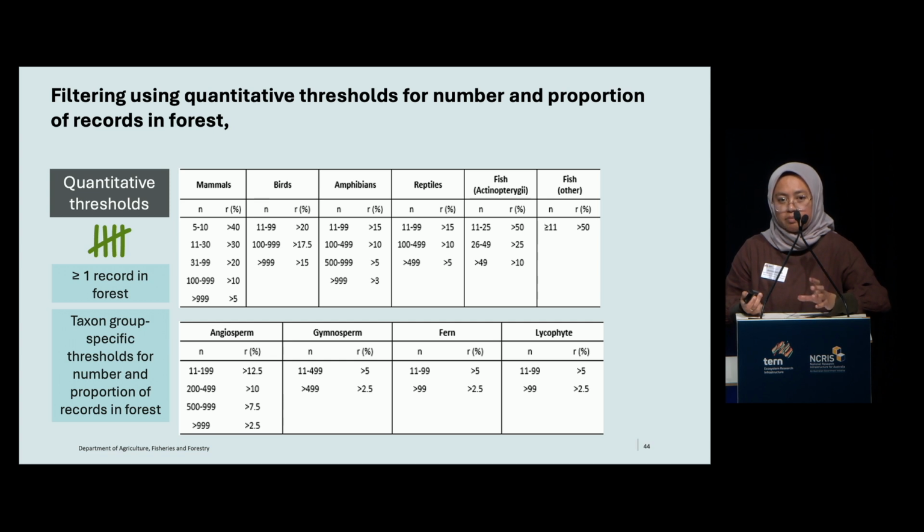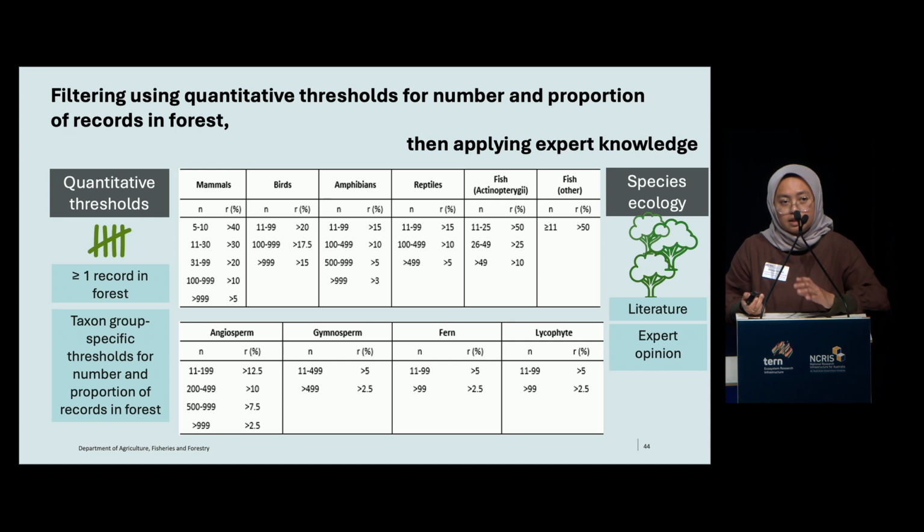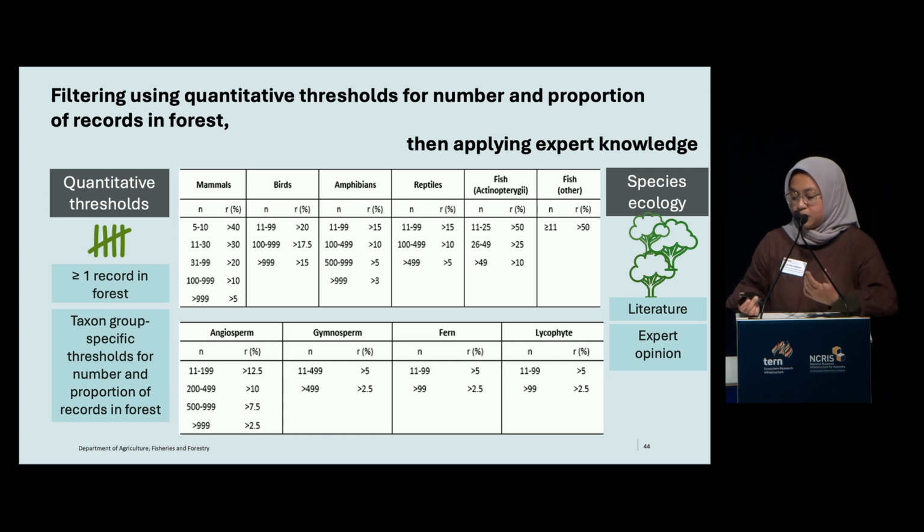As I mentioned before, this is a key element in our new method, that we introduce some quantitative parameters in assessing the species. So to be considered forest dwelling, for example, the species needs to have at least 1 record in forest or meet a taxon group specific threshold that we developed by multiple iterations, as you can see in the table there. We also refined the list based on species ecological descriptors that we had or searched from literature and also some expert consultation. And this is to ensure that those species that did not meet the threshold are not directly checked out. So we have confidence that we do not omit key species that are sometimes rare and don't have ALA records in the first place, for example.